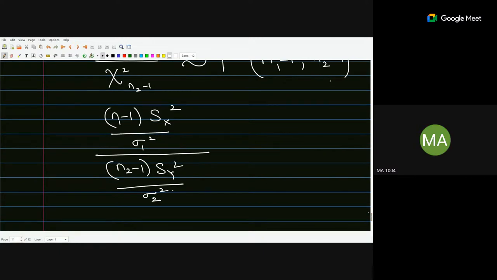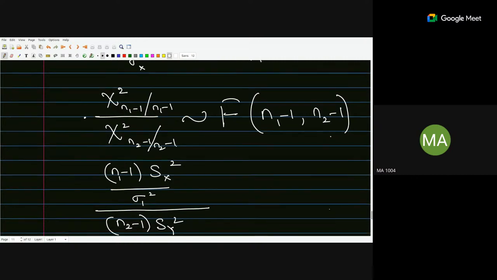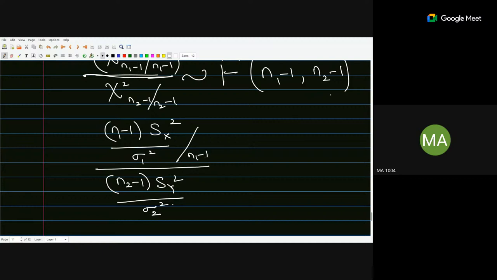Just a second, we are losing something here. This ratio won't satisfy it. It's not just the ratio of chi-squares; you should divide each by its degrees of freedom. It's the chi-square distribution divided by its number of degrees of freedom, whole divided by the chi-square distribution of the second, divided by n2. So this will follow an F distribution, and from there we get this divided by n1 minus 1 and this divided by n2 minus 1. This will cancel out, so the number of samples will not come into the picture.